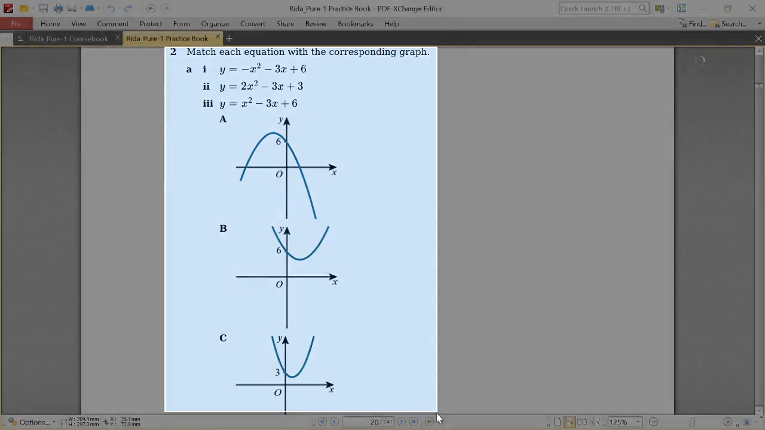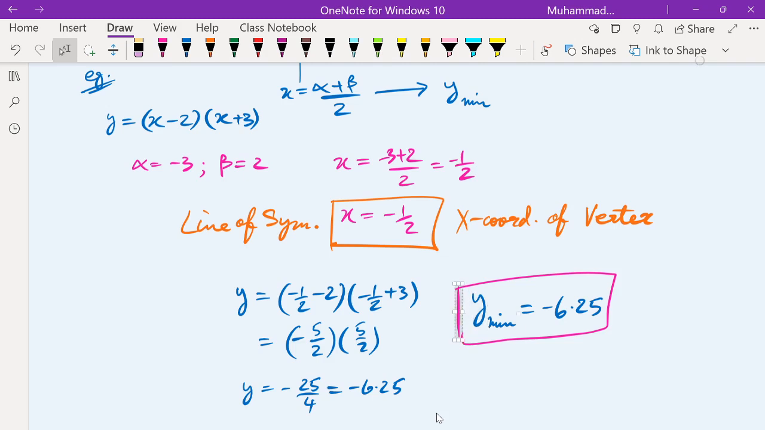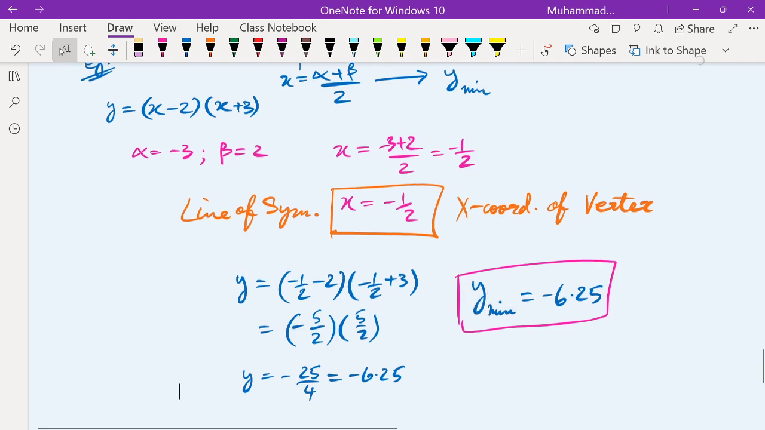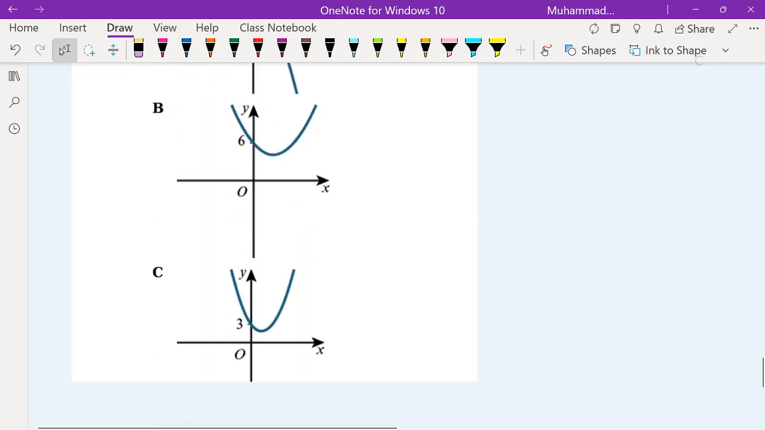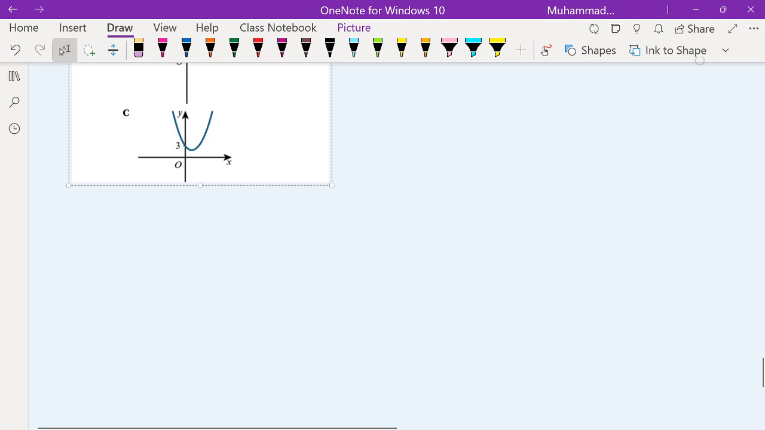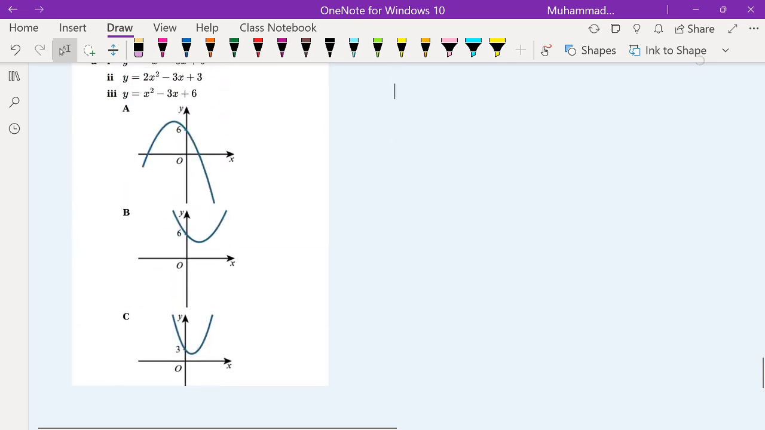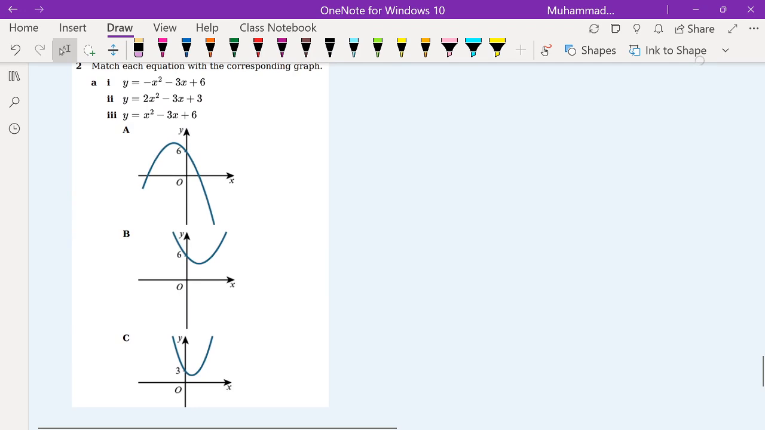First one goes with A. Can you give me the reason for that? So this is the only cup down. That's the reason. Since it's cup down, you said it's with part 1. Okay, fine.